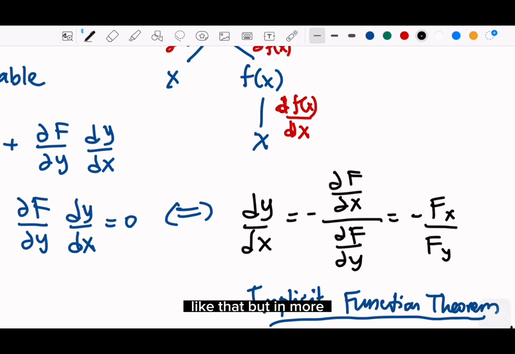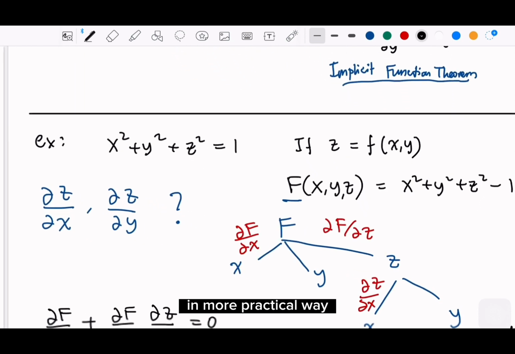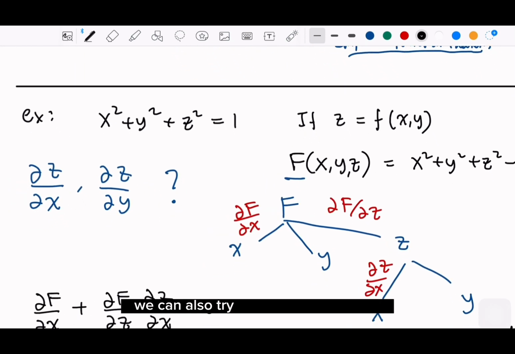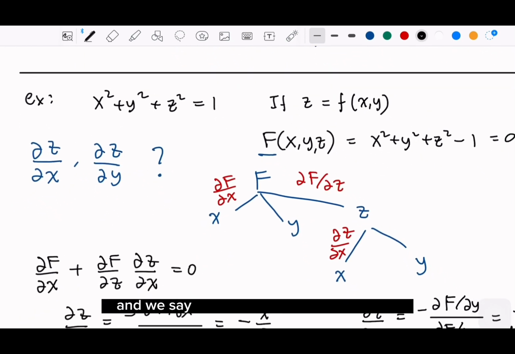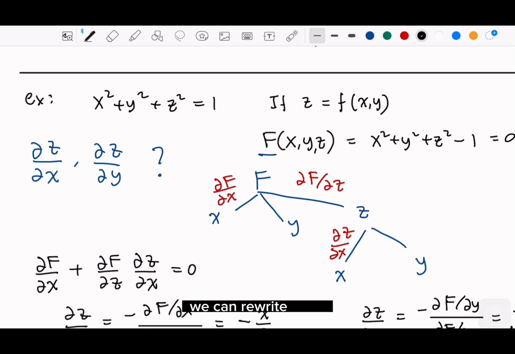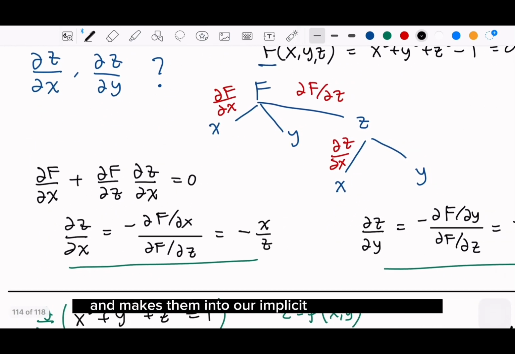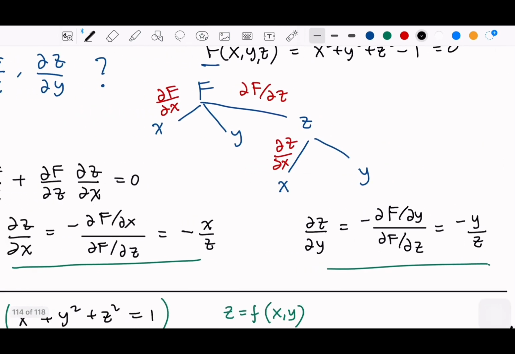But in a more practical way, we can also try to solve this one here. We define all the variables, and we have a relation between functions. For example, from this capital F we have 3 variables, and from z we have 2 variables x, y. Depending on what terms we need to find, we can rewrite them into our implicit function theorem like this. So we find ∂z/∂x is equal to this, and ∂z/∂y is equal to this.